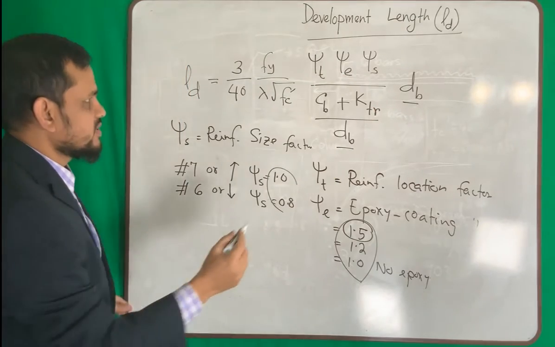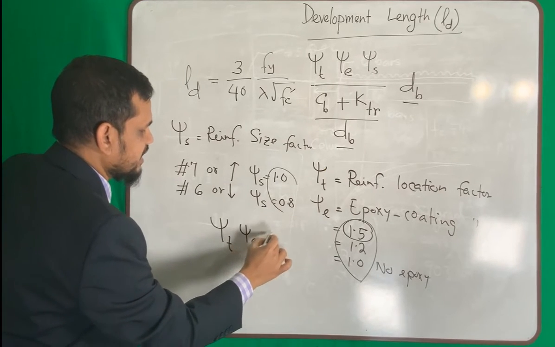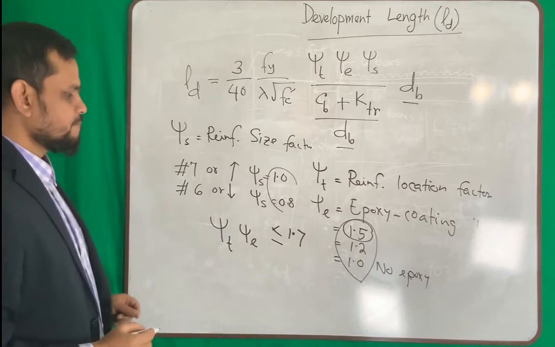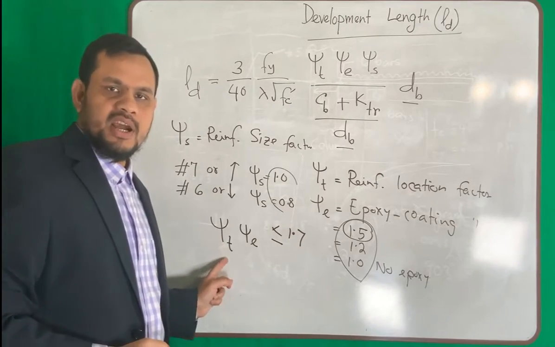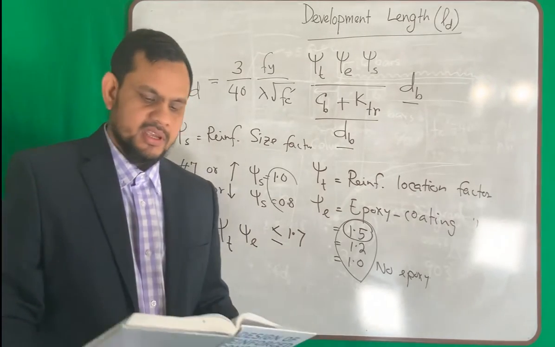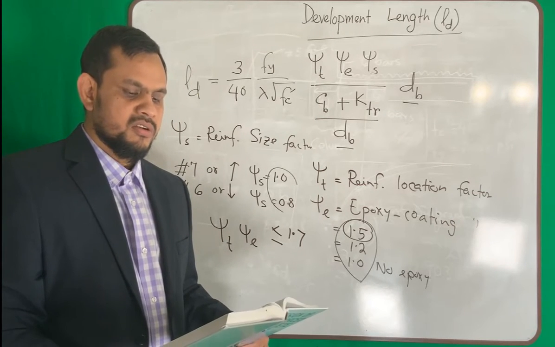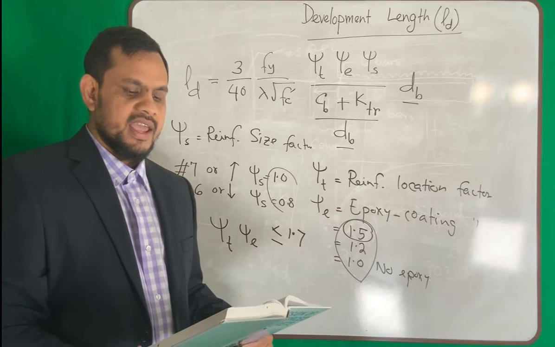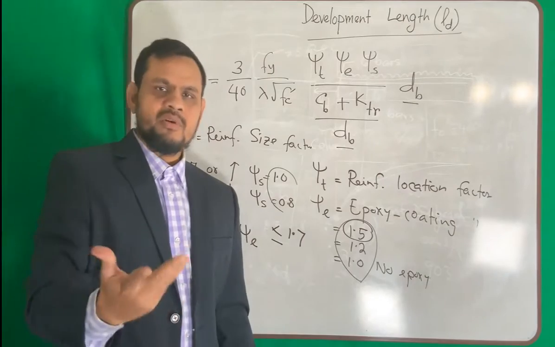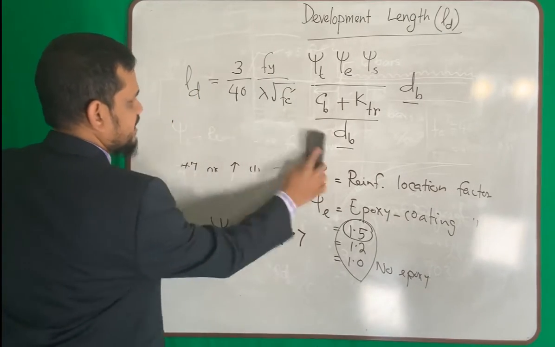Now something to tell: the product of psi t and psi e cannot exceed 1.7. If I read your book, the product of psi t and psi e need not be taken as greater than 1.7. That means if it is more than 1.7, take 1.7. If it is less, no problem. Okay, so we discussed this portion.